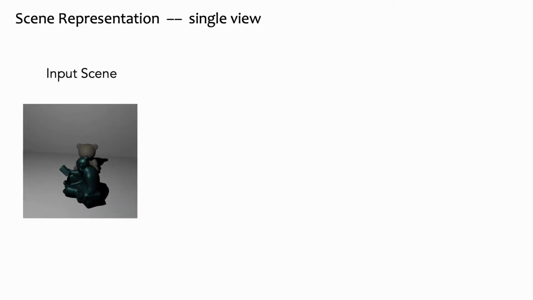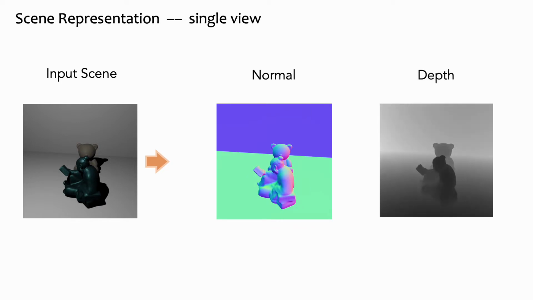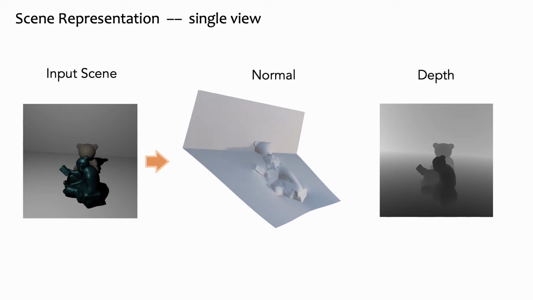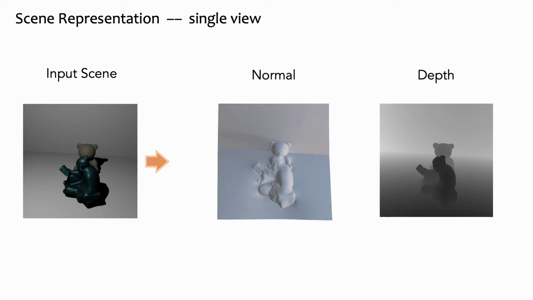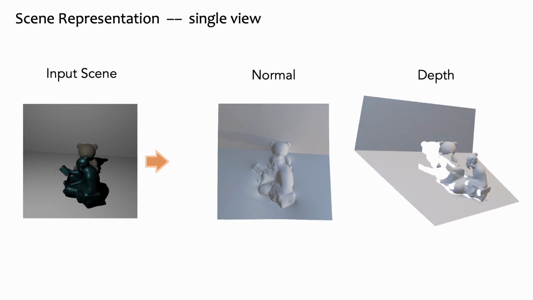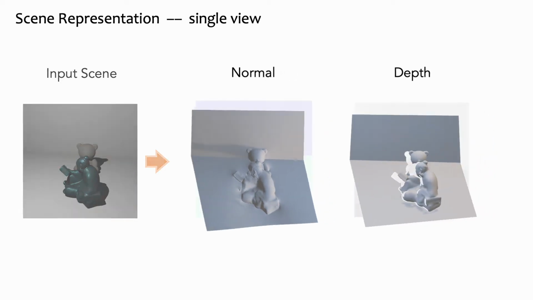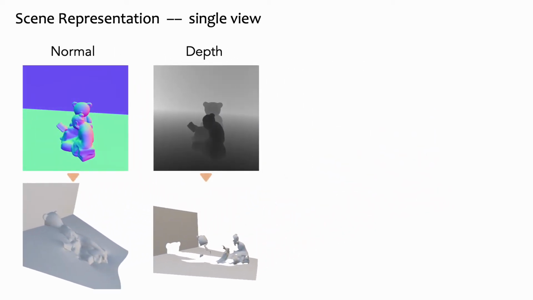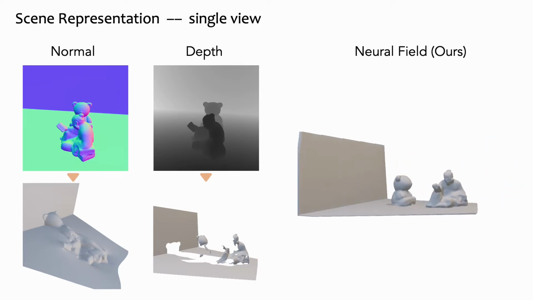Given a monocular scene, they mainly represent the scene structure as normals or depths. However, it's non-trivial to obtain accurate depths from normal integration, and a depth map cannot describe the invisible regions. Compared to these structures, the neural field adopted by our method is capable of modeling the complete scene geometry.